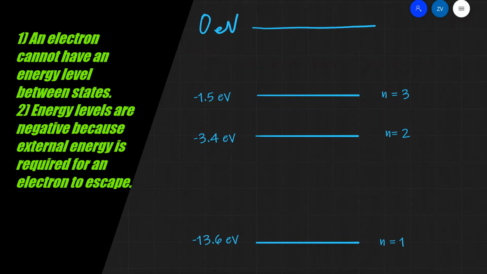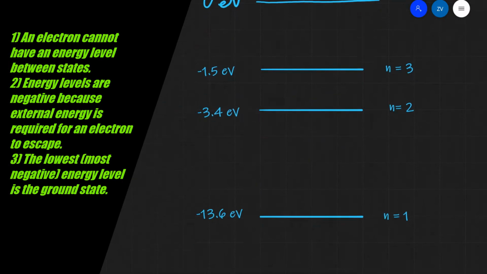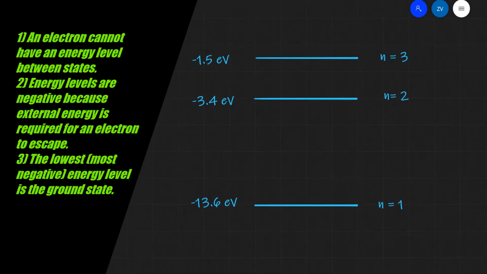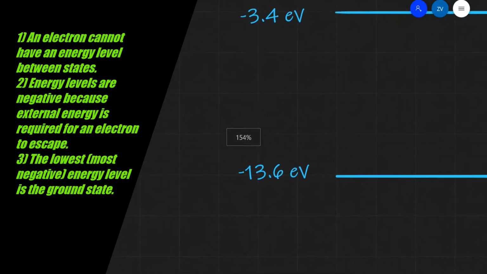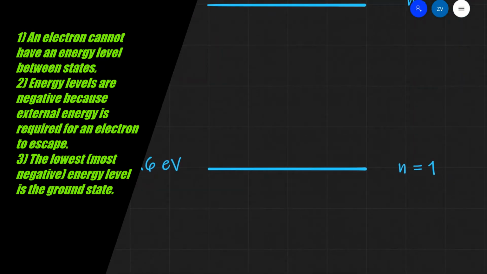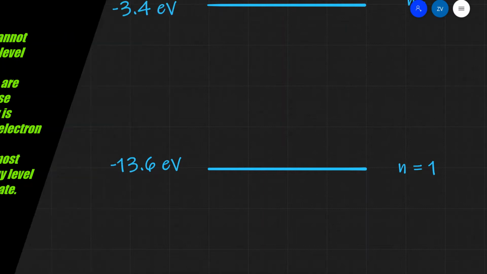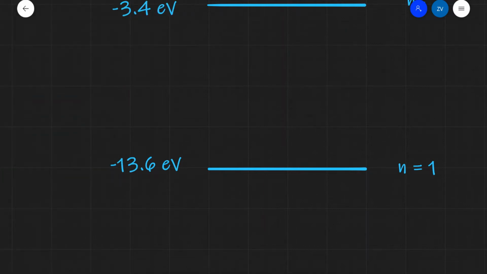It has been ionized. On the other hand, the energy level with the most negative value is known as the ground level, or also as the ground state. In the case of hydrogen, this will be this state over here, n = 1, which is minus 13.6 eV. Here is where it gets really interesting.